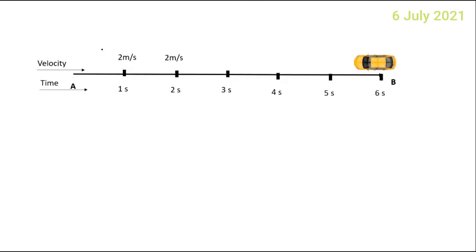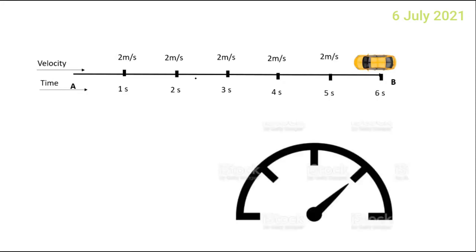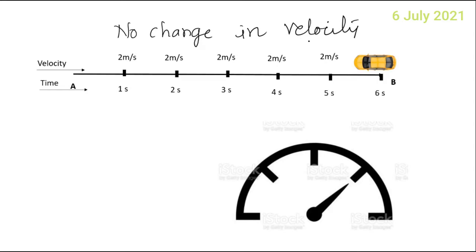Means the car is moving with a constant velocity. Again it's 2 meter per second, then 2 meter per second, and then 2 meter per second. So there is no change in velocity. Let me write no change in velocity. You can call this velocity speed also because it's straight line motion.